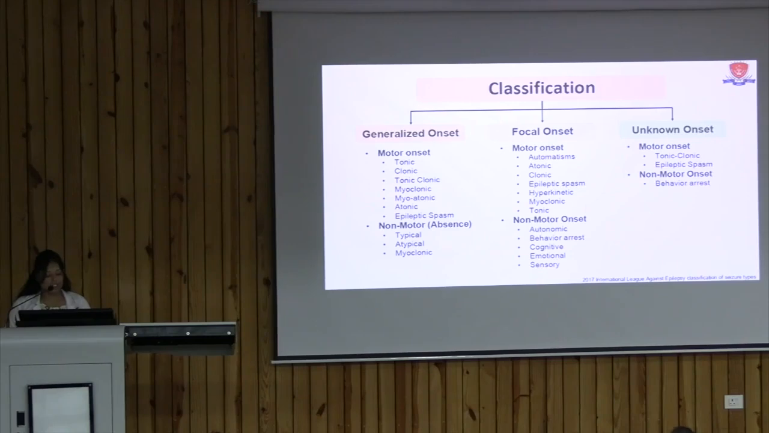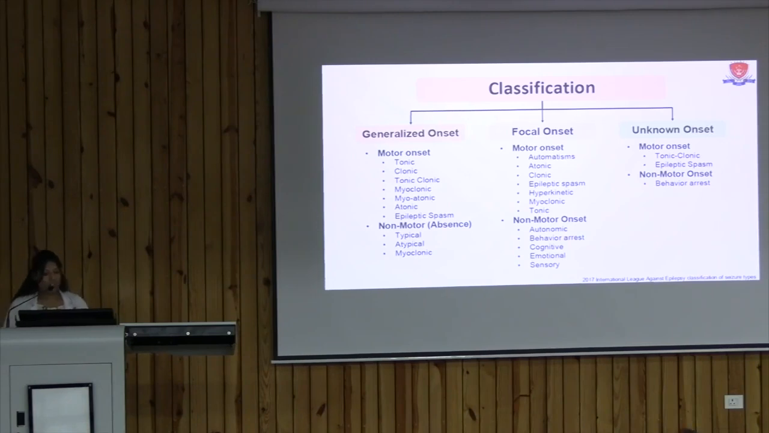Seizures are classified based on their onset into three main categories: generalized onset, focal onsets, and unknown onsets. Generalized onset seizures involve both hemispheres of the brain from beginning and include motor onset types such as tonic, clonic, tonic-clonic, myoclonic, myoatonic, atonic, and epileptic spasm. They also include non-motor absence seizures which can be typical, atypical or myoclonic.